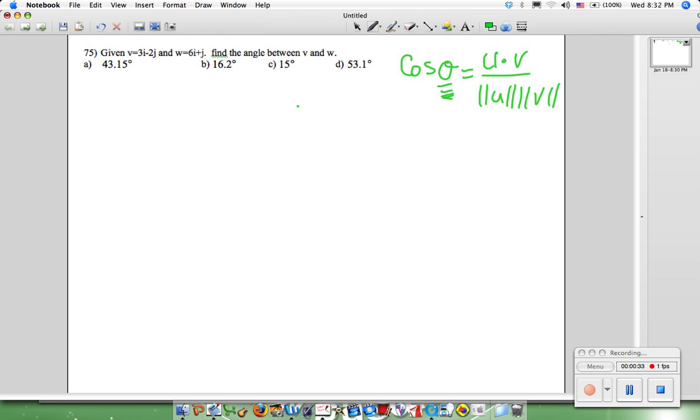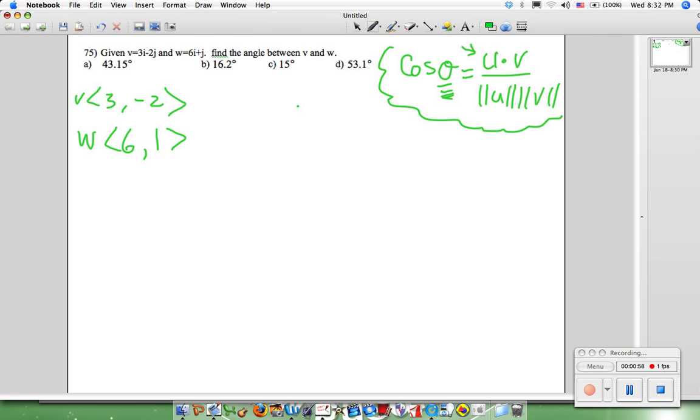So that's our equation. Stay focused on the equation. First thing we're going to do is write down the components of V. The V components are 3 and negative 2, so we extract them from the I and the J. And for W, we extract out the I and the J. What will be the two numbers? 6 and 1. Got it right. 6 and 1. So we're going to start with the dot product first.